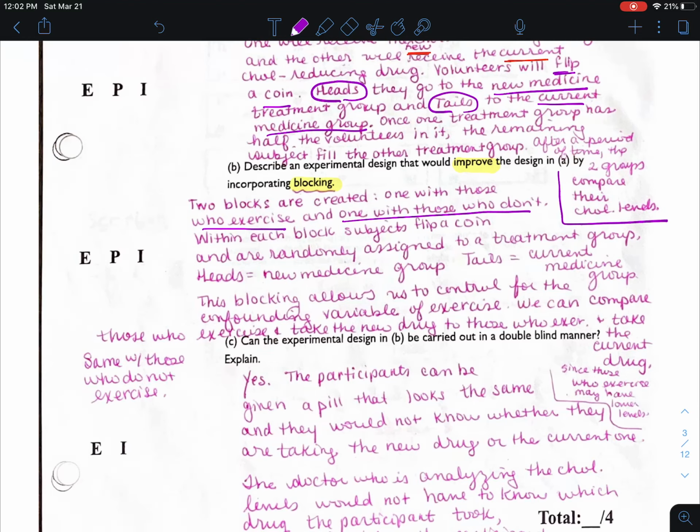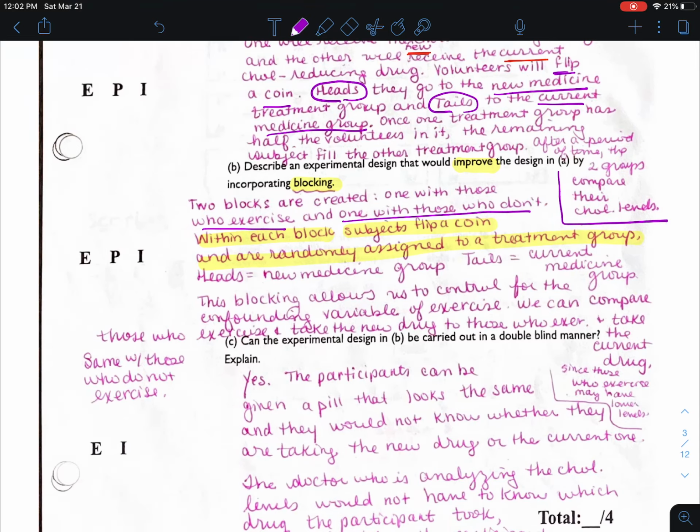And these don't have to be equal groups. We're not doing this randomly. We're not flipping coins. We're saying, look, if you exercise, go to this side of the room. If you don't, go to this side. And then here's the key. Within each block, then we're going to randomly split them into treatment groups.